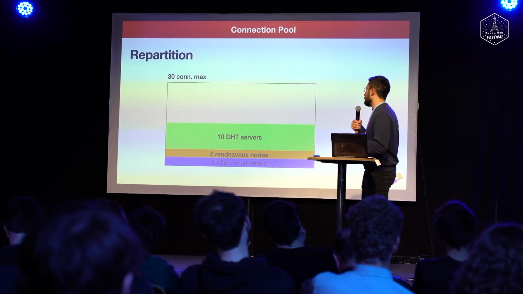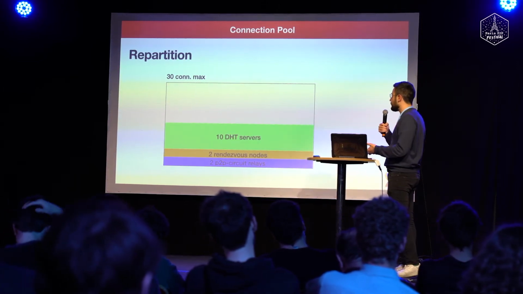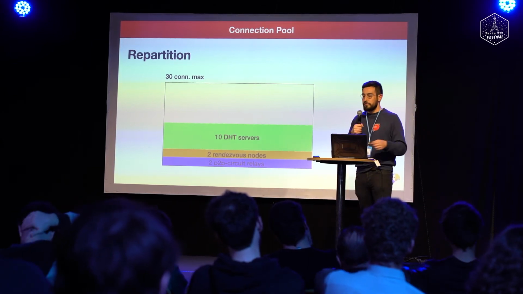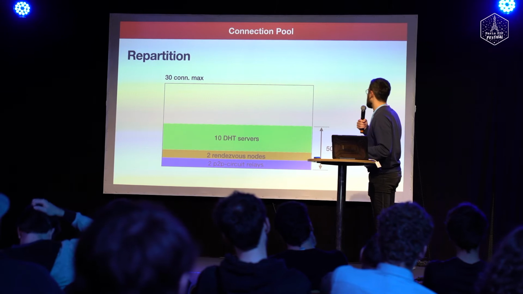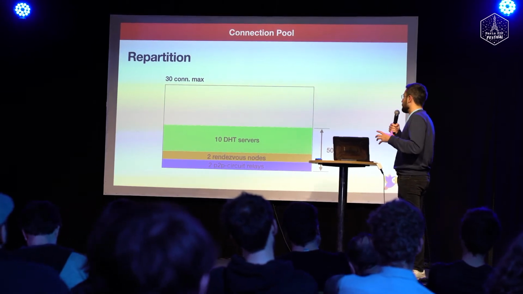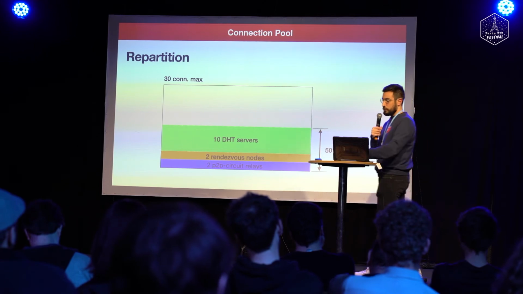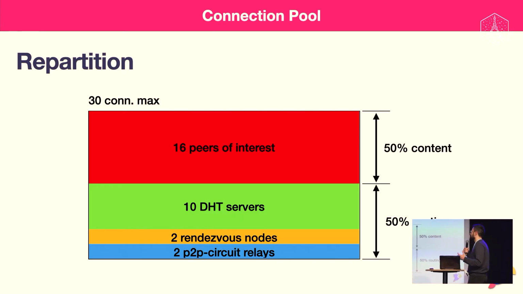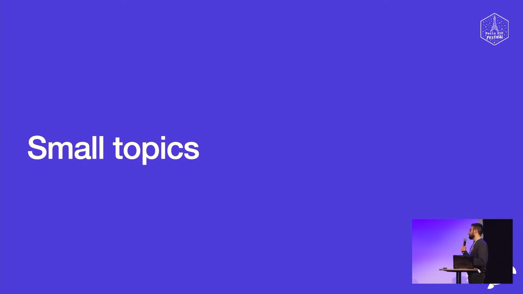And then we'll have, of course, DHT servers. I made an example of 10 nodes, but it can be more or less. And this is 50% of the routing of our connection pool. This 50% helps us to find the other half, which is peers of interest. Peers of interest are really the peers we want to find on the network to discuss with. So in Bertie, peers of interest are the contacts you have on your messenger. And that's it.